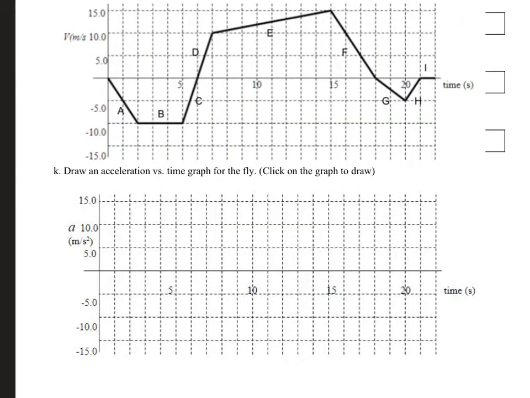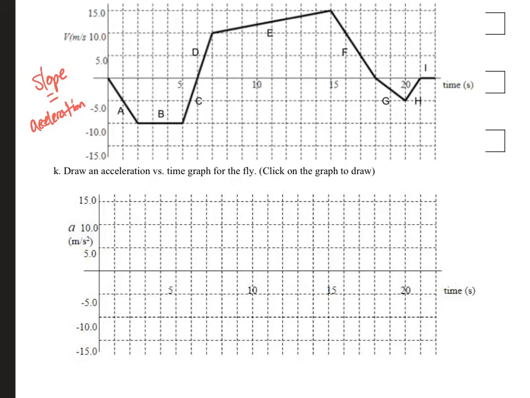Which brings us to question K. We want to draw an acceleration versus time graph for the fly. So an acceleration versus time graph is going to basically describe to us the slope of a velocity versus time graph. So the slope of this graph equals the acceleration, if I can spell acceleration. So I just need to find the slope of each section and graph that on the graph below.